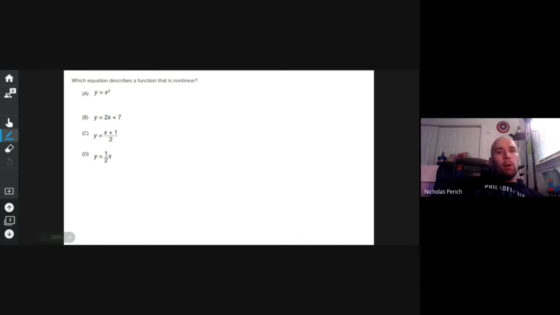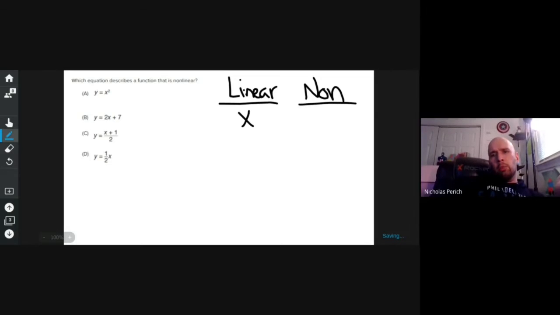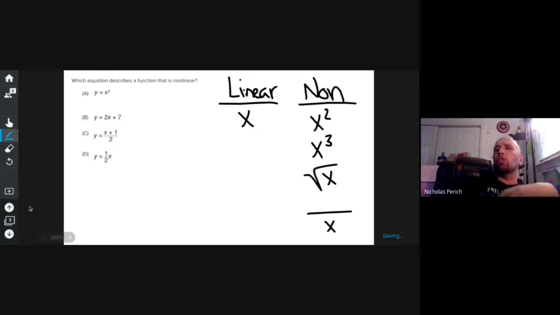Let's remember linear versus not linear. Linear is y equals something with an x. Non-linear is going to be y equals something with an x squared or an x to the third or the square root of x, or x is on the bottom of a fraction or something like that.